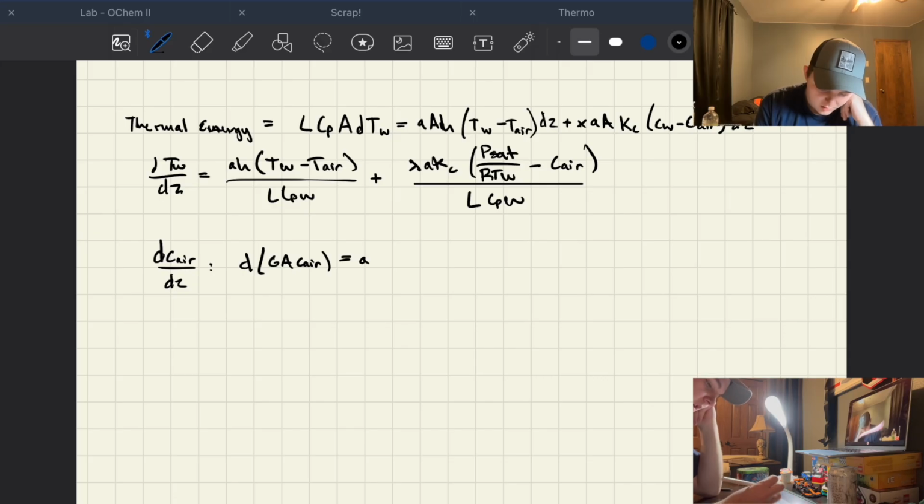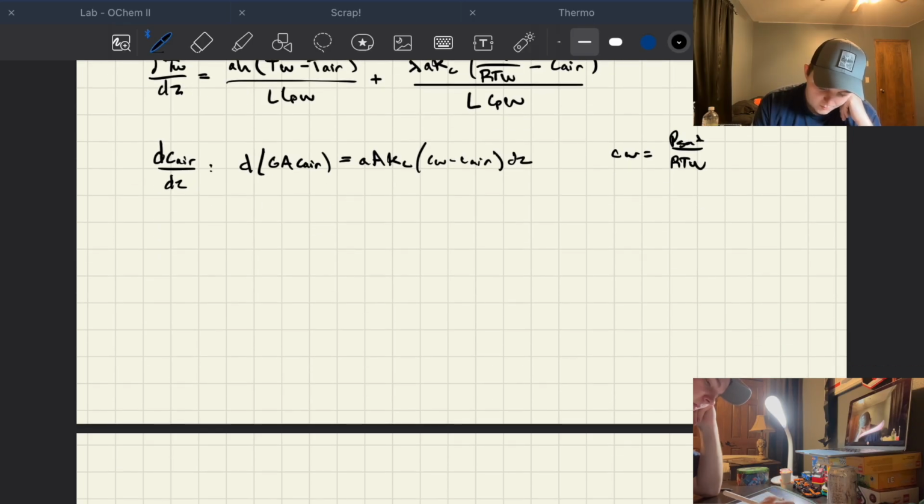Yeah, and that will be equal to a KC delta C dz. Okay, that makes more sense. And this is where we can write our CW is equal to our PSAT over our RT. Cool.